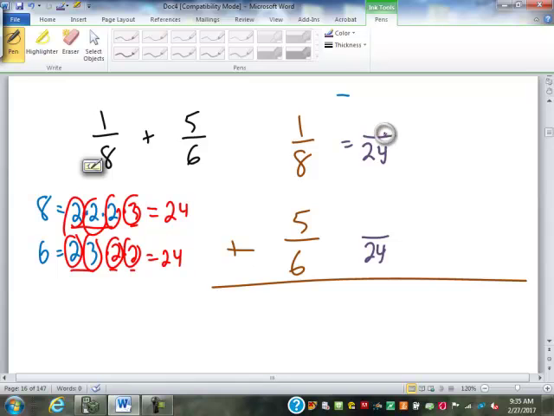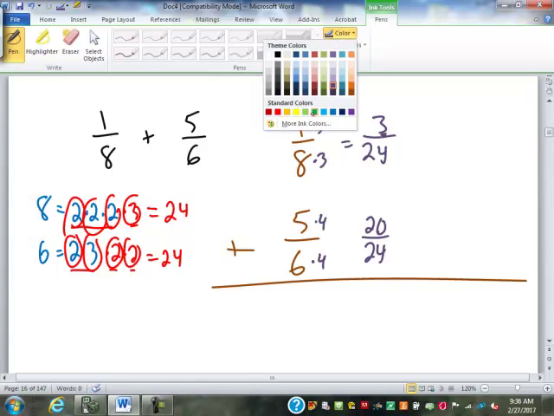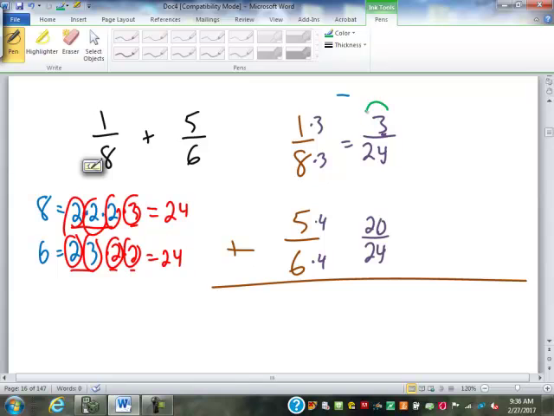What's this going to become right up here? 3. Very good. It was 8 times 3 to make 24. So 1 times 3 makes 3. What's this going to be? 20. Good. So we have 6 times 4 makes 24. So 5 times 4 makes 20. So now we have the same name. They're both 24ths. We're going to combine the counts. 3 plus 20 makes 23. And we keep that same name of 24. So it's 23 24ths.